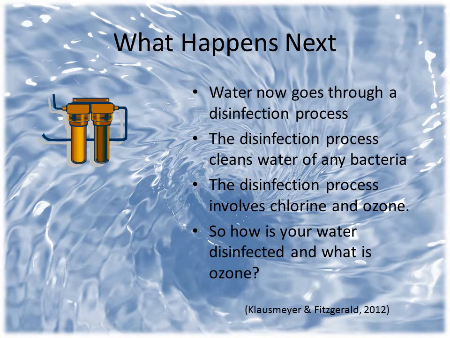Now what happens? Once your water's been through the processing plant, it still isn't ready to drink. So what happens next, you might be wondering? Well, your water goes through a disinfection process. The disinfection process removes any bacteria that might be in the water. The disinfection process involves the use of chlorine and ozone.